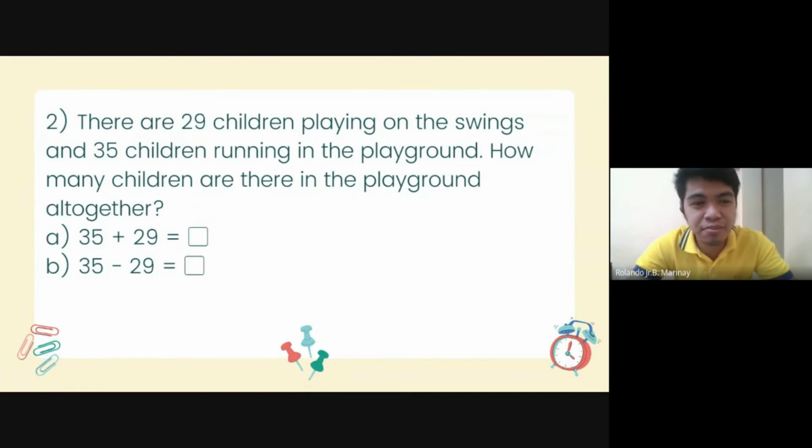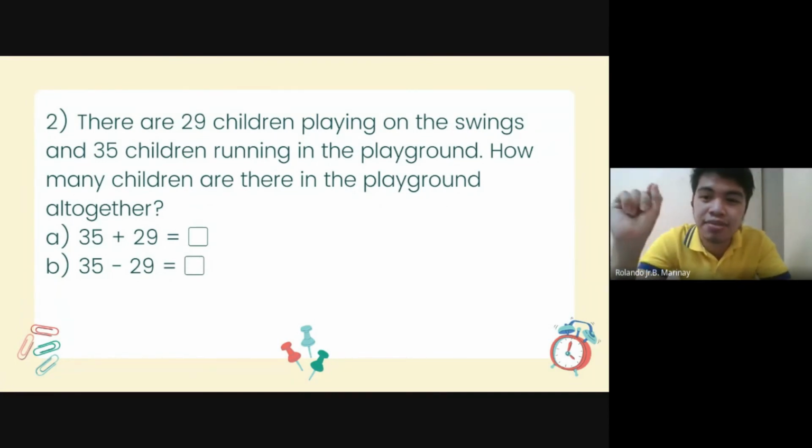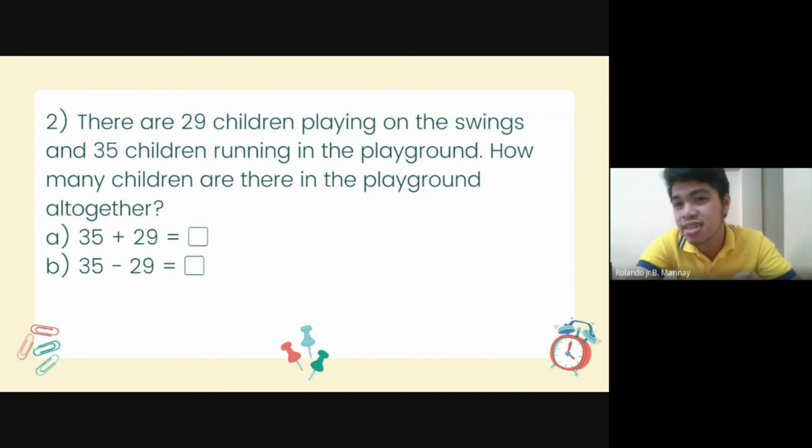Okay, number 2, what is the answer? Is it A or B? Anyways, in answering this part, you have to shade the circle. You're going to make it darker with your pencil. Number 2. There are 29 children playing on the swings and 35 children running in the playground. How many children are there in the playground altogether? So is it A or B?